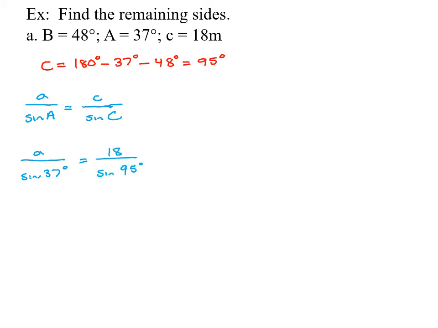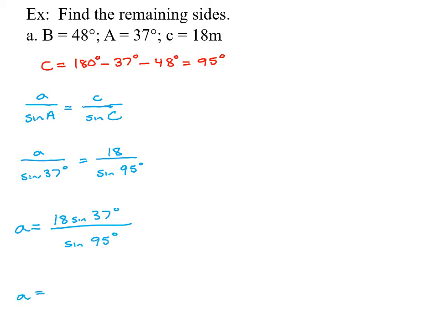And just like what we did on the last one, I'll take the sine 37 on the lower left and multiply it on the right. You can also do it by cross multiplying. That's basically what you're doing. And say that A equals 18 sine 37 divided by sine 95 degrees.